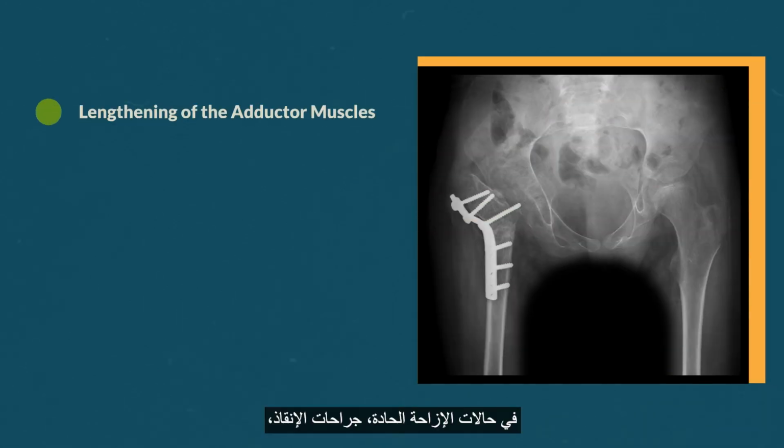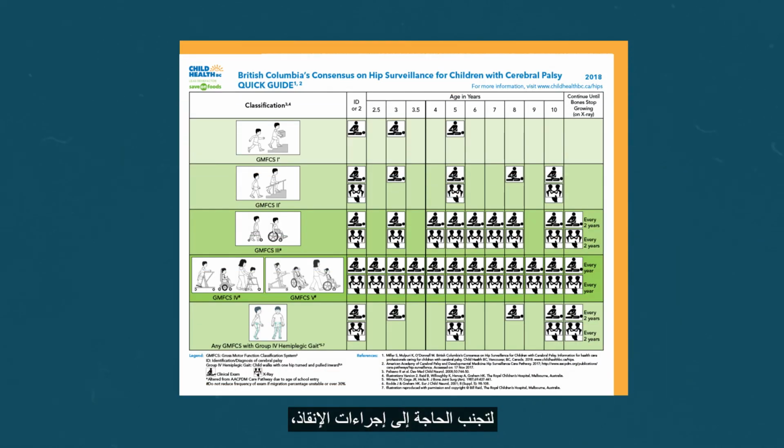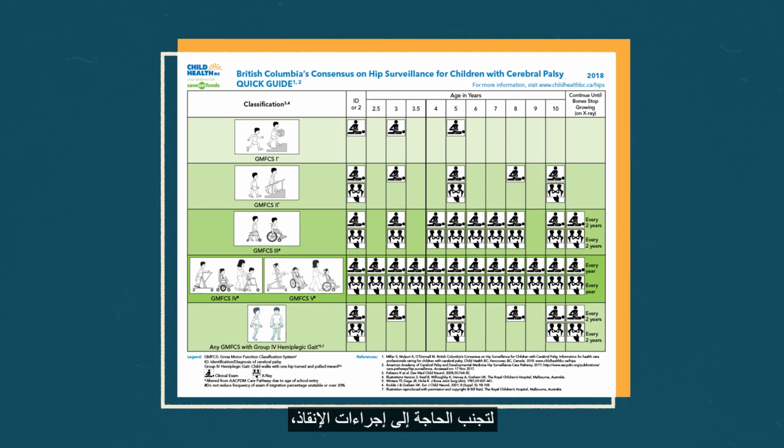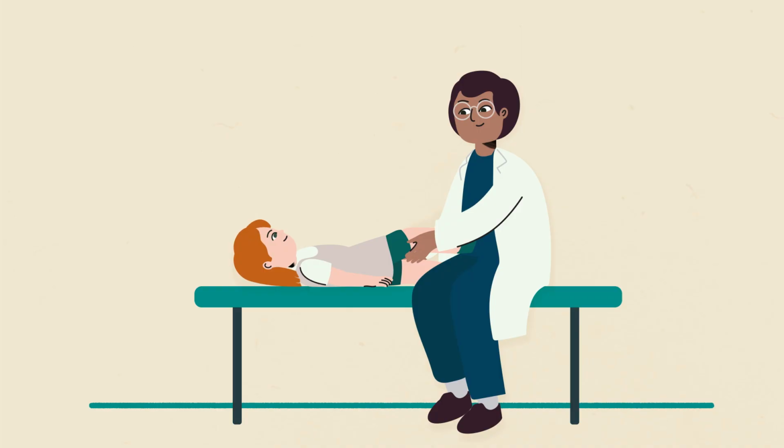In cases of severe displacement, salvage surgeries, where the femoral head is removed or replaced, may be necessary as a last resort. In order to avoid the need for salvage procedures, hip surveillance is essential for children with CP.